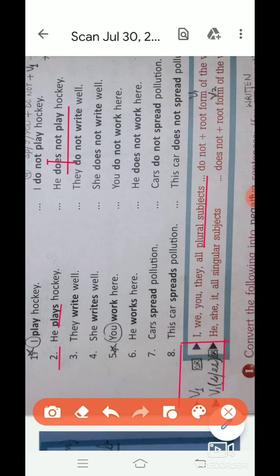Okay, so there are two ways to remember this. Either you can make a negative looking at the verb, or you can make a negative looking at the subject. In the next example, they write well. Now, if you see the subject, they is a plural subject and write is a verb without s. So my negative will be framed using do not plus V1. That is, it will become they do not write well.